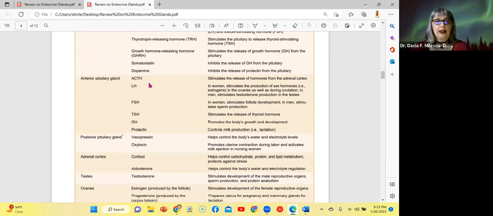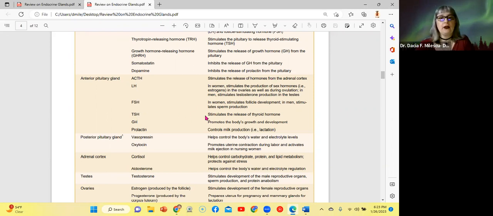All right, now let's go over the ACTH. It's going to stimulate the hormones of the adrenal cortex, meaning the glucocorticoids. LH, as you know, in women, stimulates the sex hormones such as estrogens in the ovaries, as well as during ovulation. And then in men, it stimulates testosterone production. FSH is all about follicle development and ovulation. And in men, it's all about sperm production.